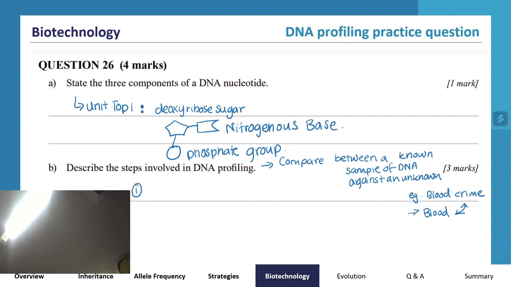The first step is to identify these things called STRs, or short tandem repeat sequences, which are bits of DNA that are common to every human. They're common genes that everybody has that repeat very, very quickly. So by identifying them, they're probably the easiest point of comparison because there are so many similarities and they're a very common type of genetic sequence.